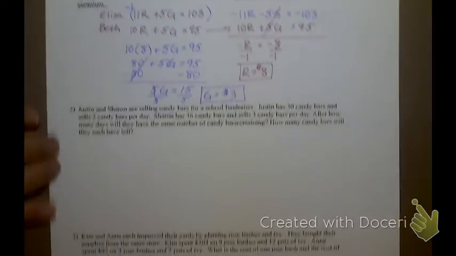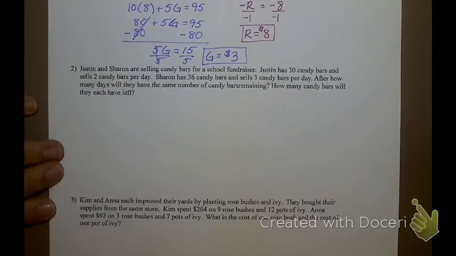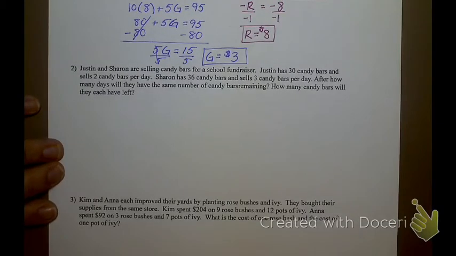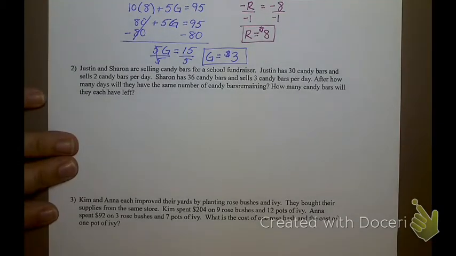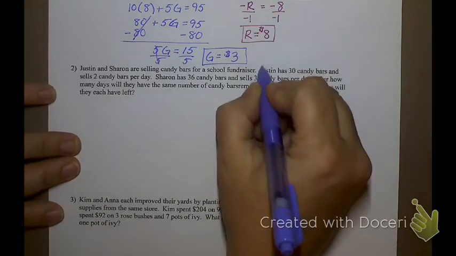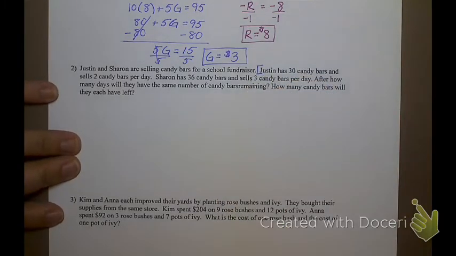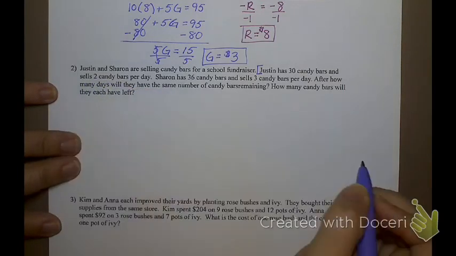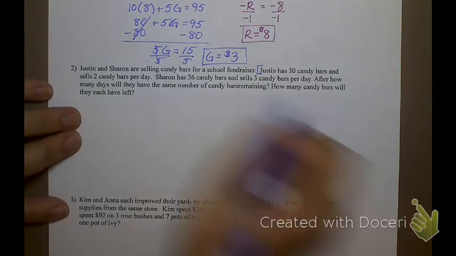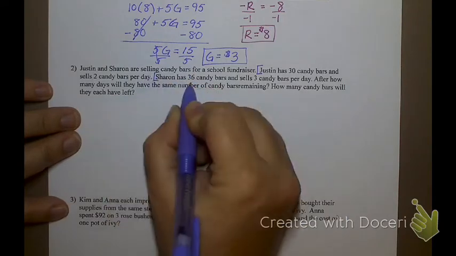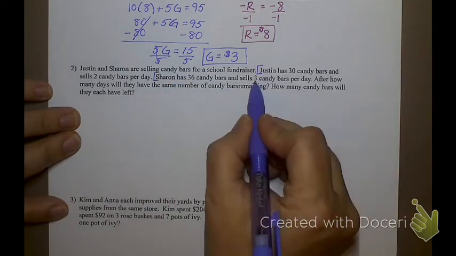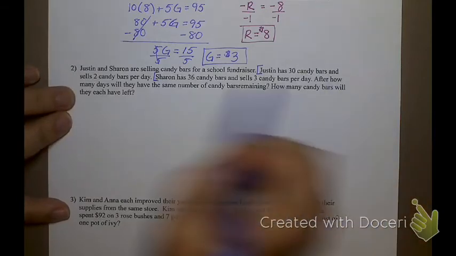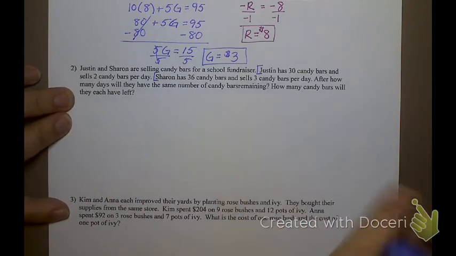Beautiful. All right, we got two people here, Justin and Sharon. They are selling candy bars. Justin has 30 candy bars and sells 2 candy bars per day. Sharon has 36 candy bars and she sells 3 candy bars per day. After how many days will they have the same number of candy bars remaining? How many candy bars will they each have left?